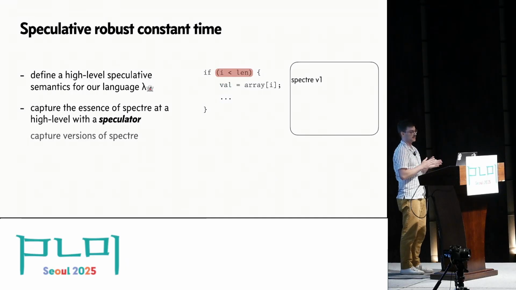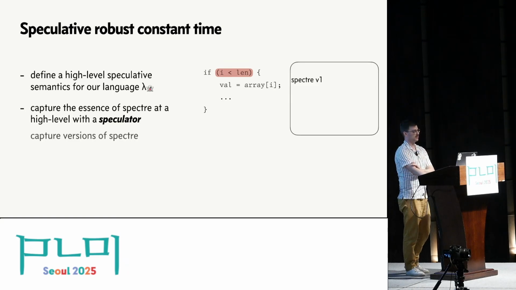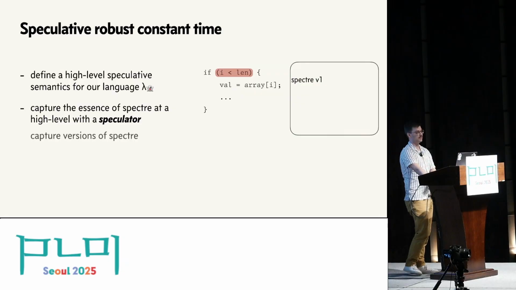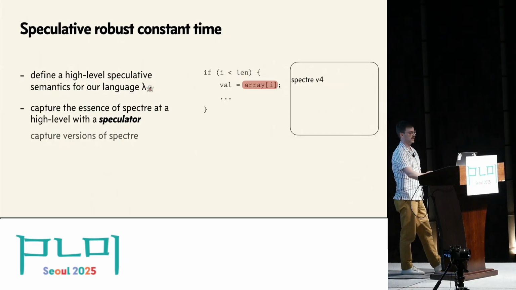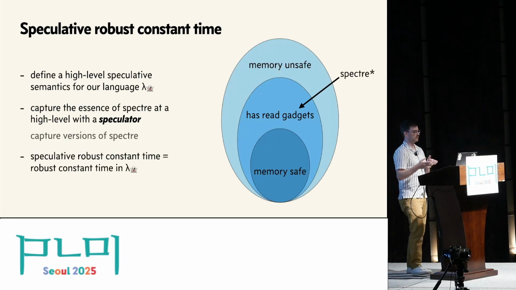So this is going to let us capture different versions of Spectre. For instance, in the classic Spectre v1 attack, the bounds check bypass, the speculative model lets the speculator, the attacker, guess the result of an expression. So here, you would guess true for this, and then continue running, even if the index is out of bounds. Versus for Spectre v4, store to load forwarding, we can capture it with the exact same mechanism, where it is simply guessing the prior load value and continuing as though a previous write had not occurred. Speculative robust constant time is then just robust constant time in this attacker model.